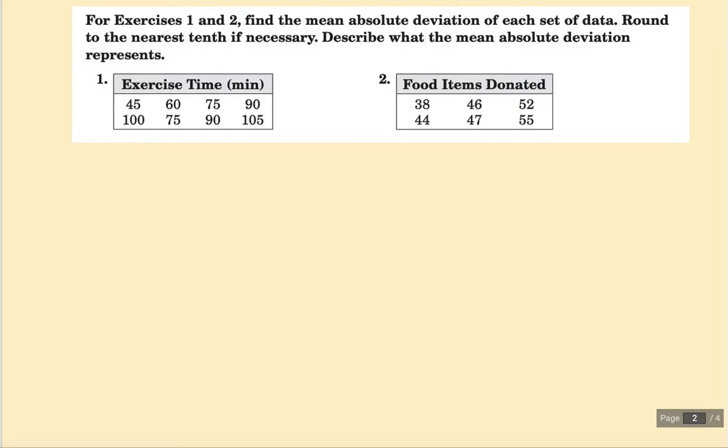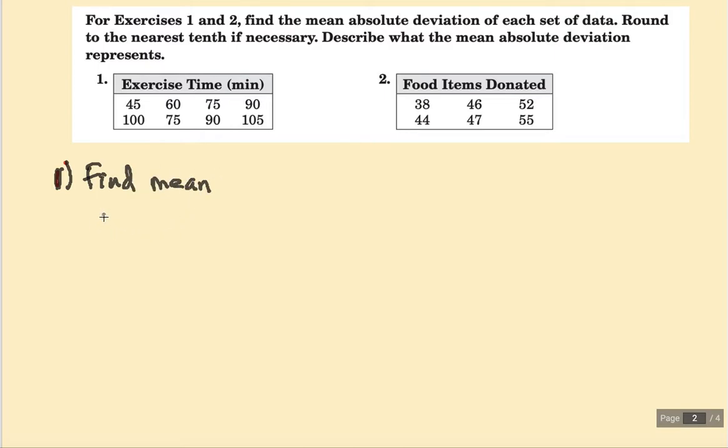All right, the example we're going to look at, number one here, says: find the mean absolute deviation of the set of data, round to the nearest tenth if necessary. So you've got these 8 numbers here. If we're going to find the mean absolute deviation, the very first thing you always want to do is find the mean first.